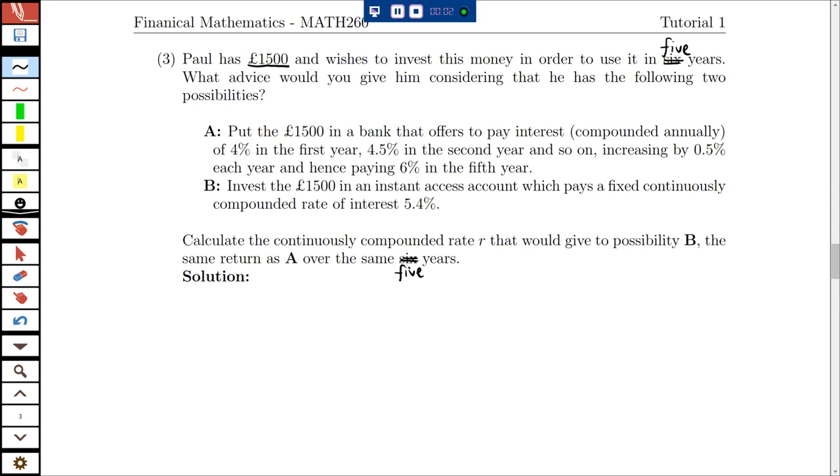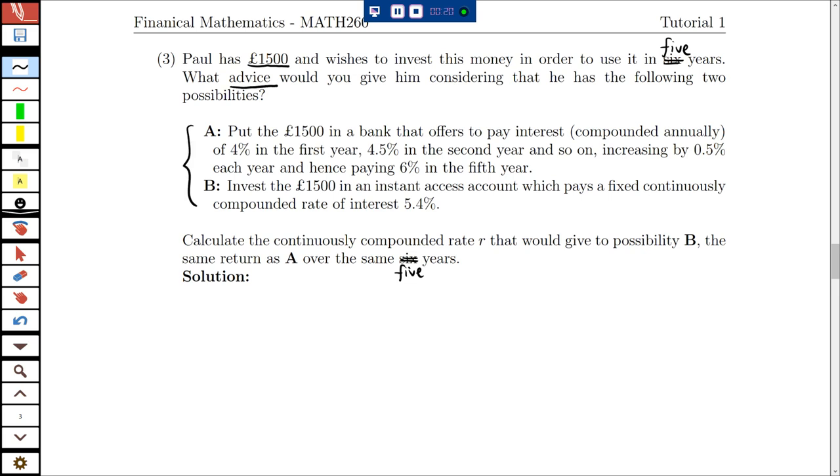So let's take a look at tutorial 1, question 3. Paul has £1,500 and wishes to invest the money to use it in 5 years. What advice would you give him considering these two options?